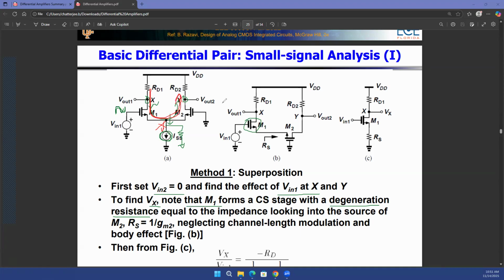And when that happens, I'm just redrawing it in a different way on this right side graph, or in the middle circuit. You have your V1 over here, you have your M1 transistor. I am getting rid of this ISS current source because that's just a DC, and DC means I can ignore it while I'm doing AC analysis.